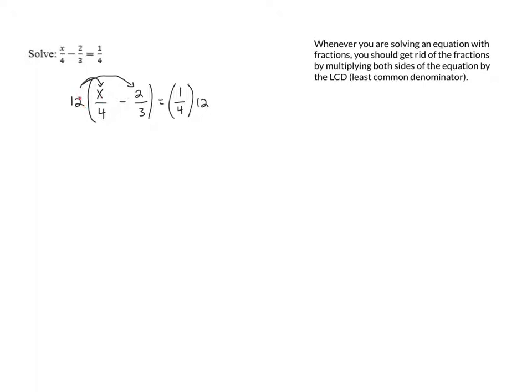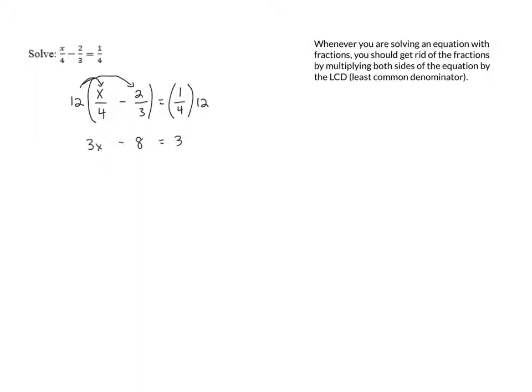12 times x is 12x, and when we divide 12x by 4, that gives us 3x. Then we have minus 12 times 2 is 24, and 24 divided by 3 is 8. So we're left with 3x minus 8 on the left. Then on the right, 12 times 1 is 12, and when we divide that by 4, we're left with 3. So we end up with 3x minus 8 equals 3.